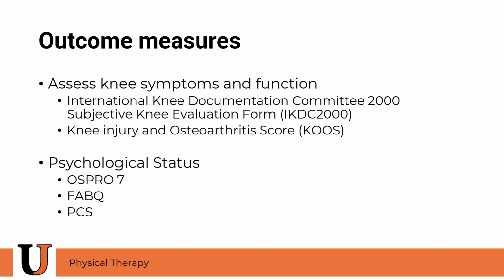And that can differ quite significantly with a PCL injury. It's not primarily an athletic population we're looking at anymore. It's more of a general population because of that distinct mechanism of injury. So depending on the patient that's coming into your clinic, you'll be able to differentiate which psychological status outcome measure you'd want to provide.